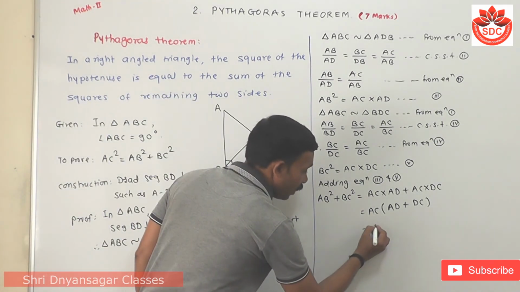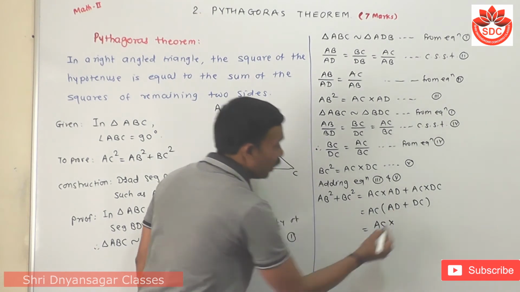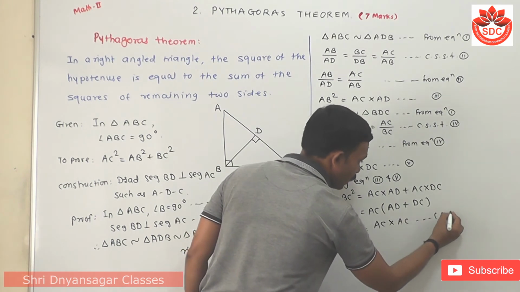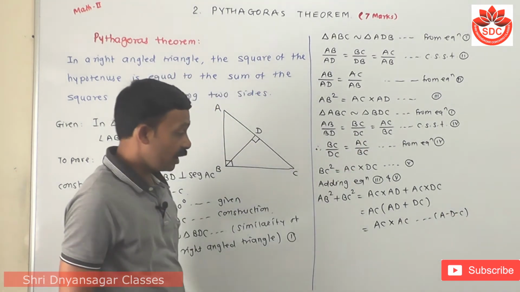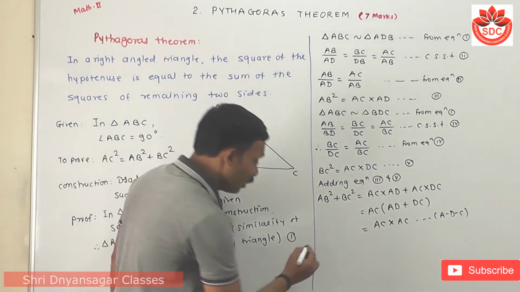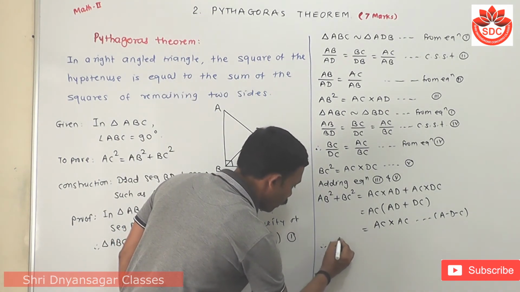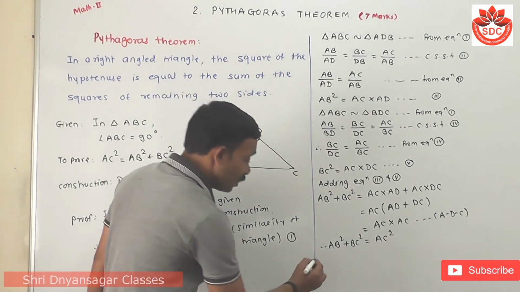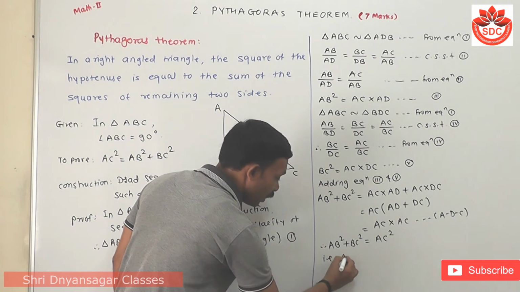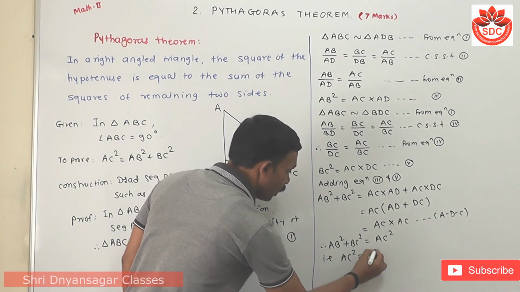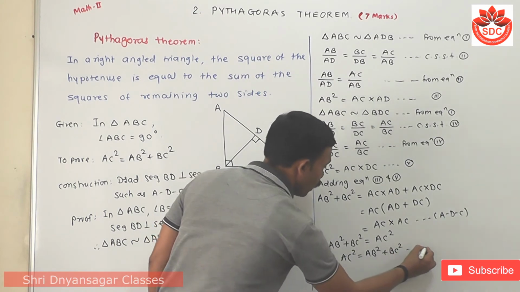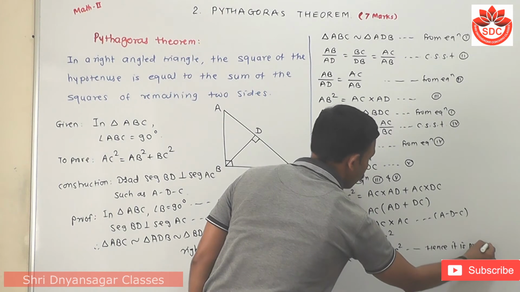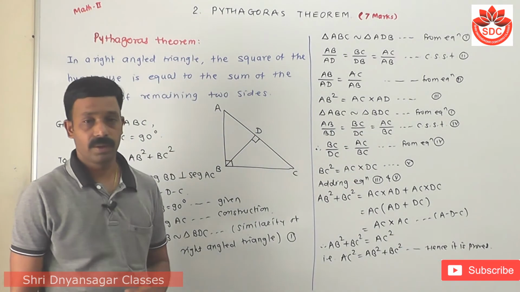So I have to write here AC into AD plus DC, again AC. You are also given A dash D dash C. Then observe carefully, AC into AC is AC square. Therefore, again I will write AB square plus BC square is equal to how much? AC square. In a full sentence, AC square is equal to AB square plus BC square, and hence it is proved. This is a very simple but very important theorem.